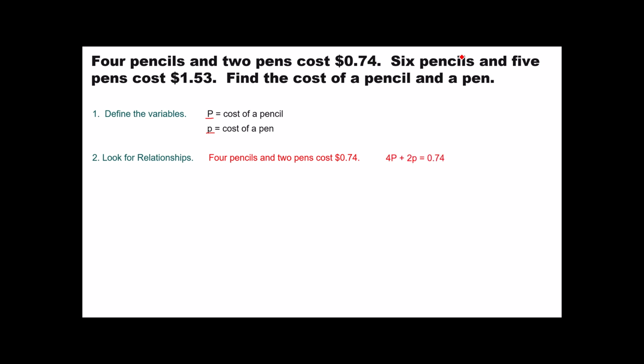I wrote it this way. 4 pencils and 2 pens are 74 cents. Can you do the second one? 6 pencils and 5 pens cost $1.53. Here's what I got.